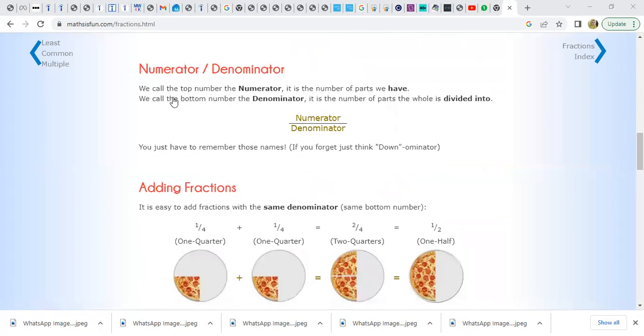Numerator and denominator, we call the top number the numerator. It is the number of the parts we have. We call the bottom number the denominator. It is the number of parts the whole is divided into. You just have to remember those names. If you forget, just think down, denominator. Okay.